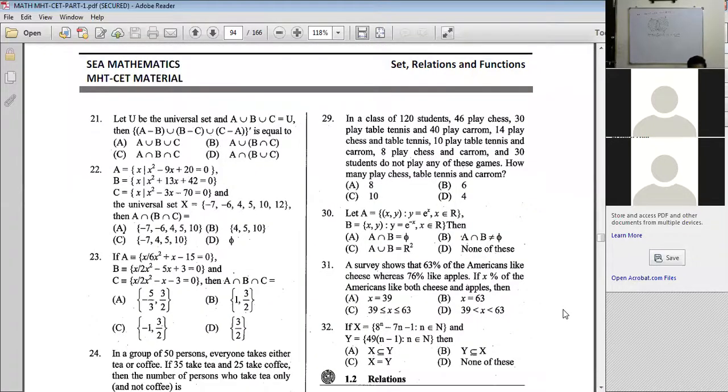Just observe this. U is the universal set such that A union B union C is the universal set. Whatever A minus B union B minus C union C minus A, whole dash, you have to find it. So this also we can find through the Venn diagram.